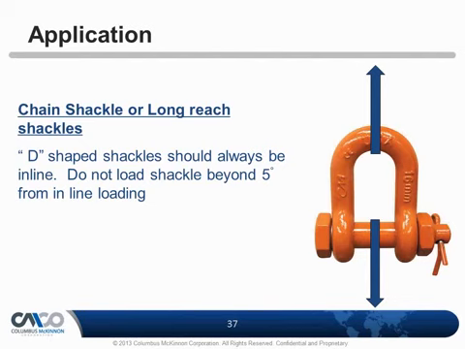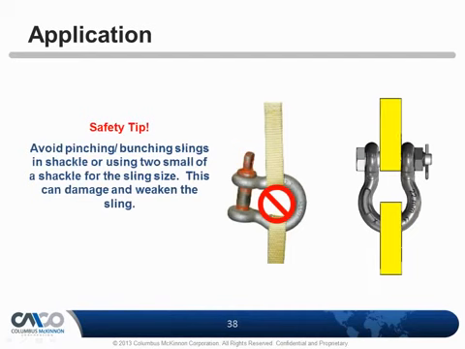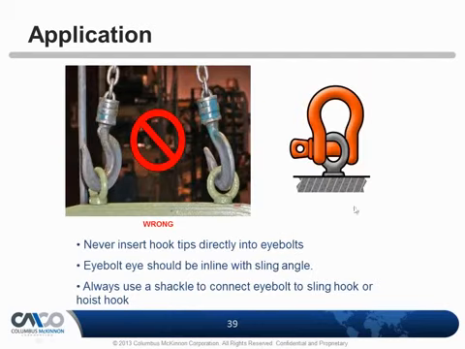D-shaped shackles, as we mentioned before, are more for inline loading, and we really don't want to see side loading on D-shaped shackles. They're great. They're nice and compact and easy to use for tight spaces, but you really want to use those for straight pulls. You don't want to have a shackle orient itself in the wrong orientation. You want to try to keep everything in line, because otherwise that will weaken and damage the shackle.